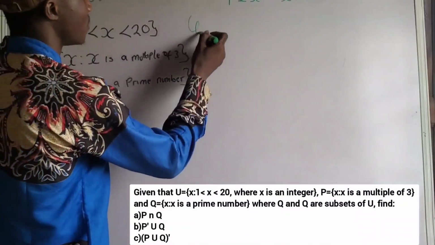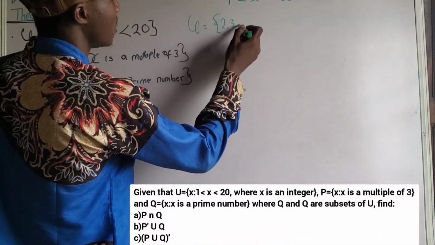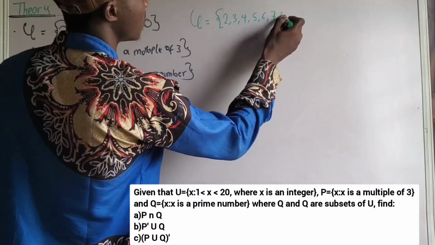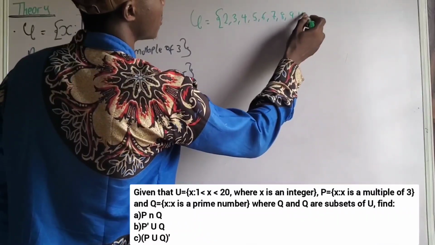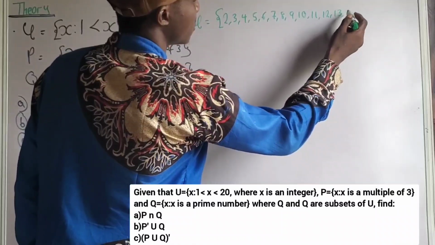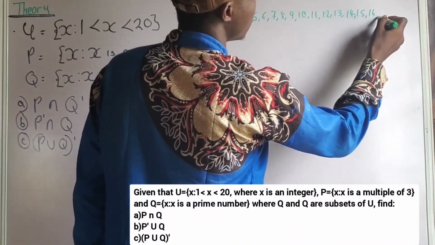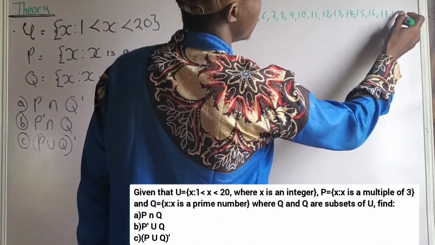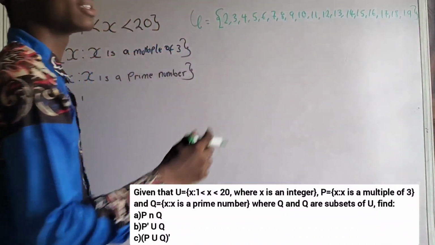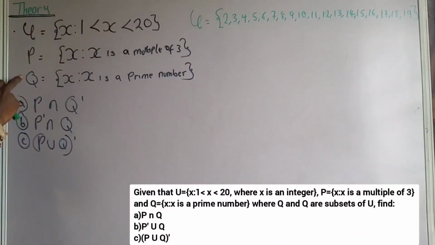Okay, I'm going to have the universal set which contains all these elements: 2, 3, 4, 5, 6, 7, 8, 9, 10, 11, 12, 13, 14, 15, 16, 17, 18, and 19. Okay, these are the elements inside the universal set. Do you understand?